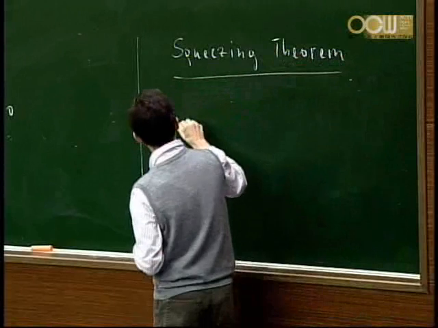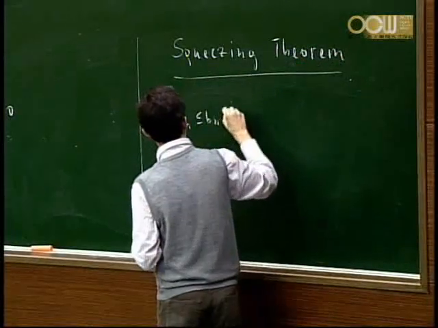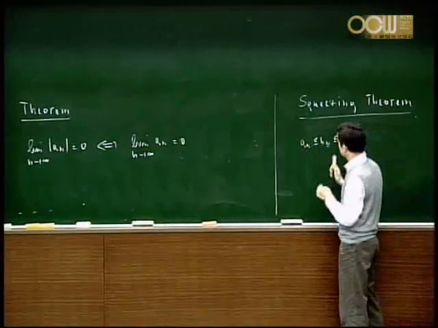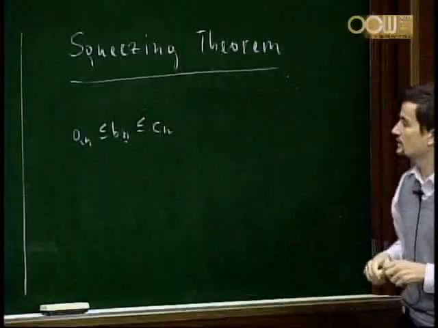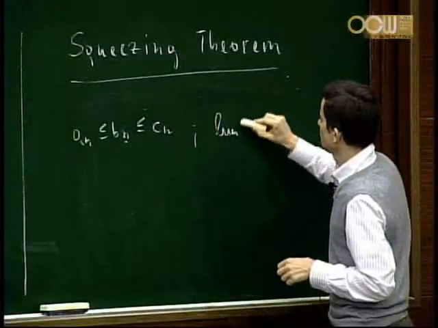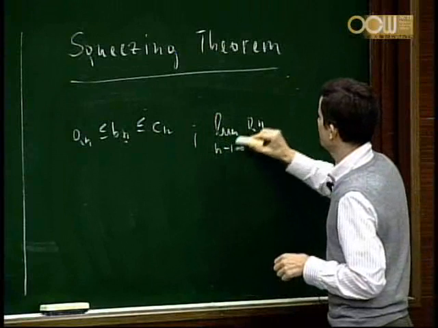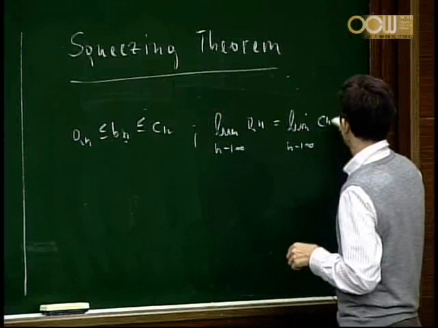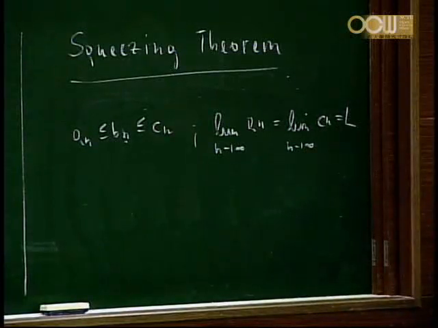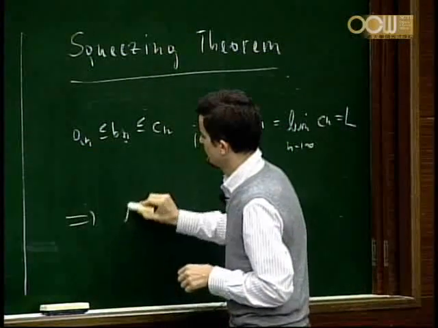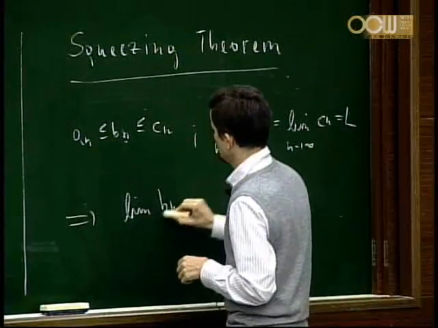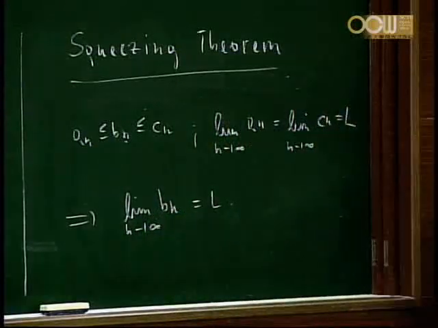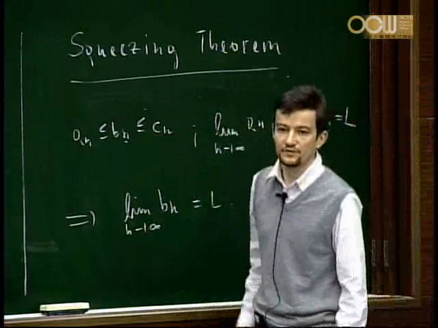Okay, so if you have three sequences, an, bn, and cn, and bn is squeezed between an and cn. If you know that the limit of an as n tends to infinity exists and is equal to the limit of cn as n tends to infinity, all of them exist and are equal to L, then you can conclude from this situation that this limit here exists as well and is equal to L as well. Okay, so this is just the same result as for the function case.